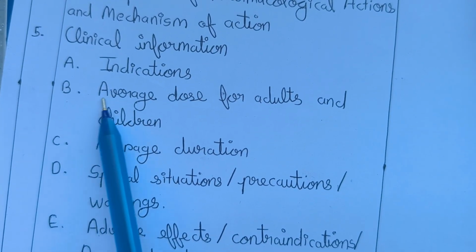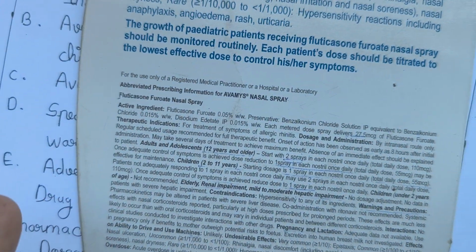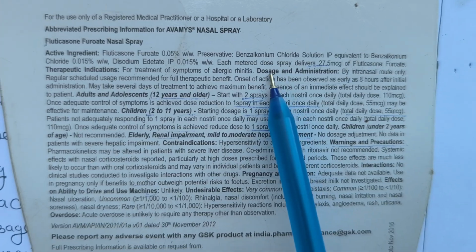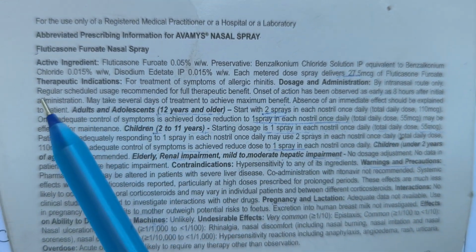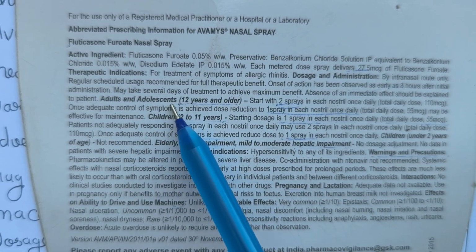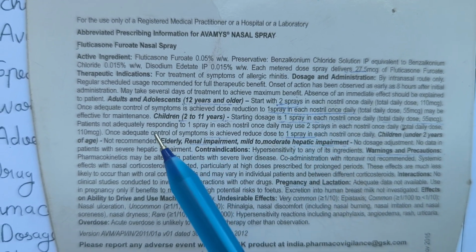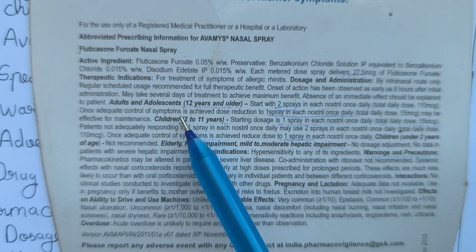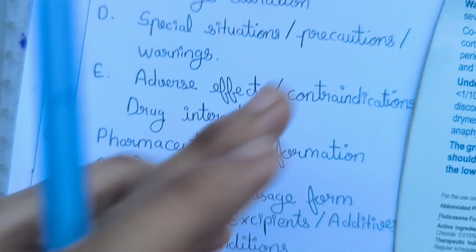Now, average dosage for adults and children. What should be the ideal dose of this drug to be taken? So here it is mentioned dosage and administration. So by intranasal route only. Here it is mentioned that for adults and adolescents 12 years and above, 2 sprays, and the dosage for children it is mentioned from 2 to 11 years. So yes, it is mentioned in this promotional literature.